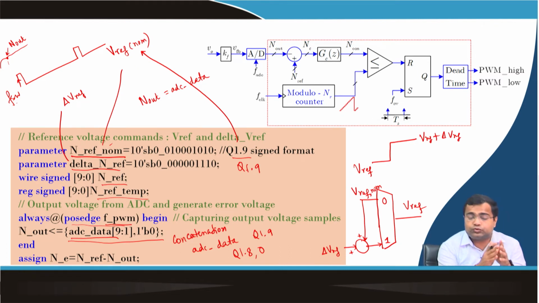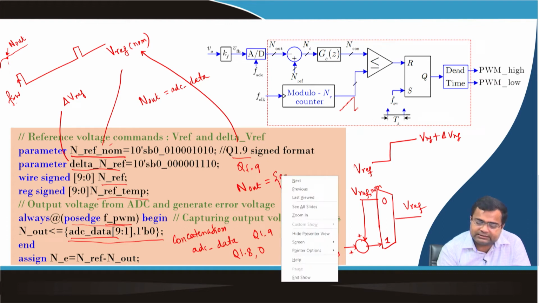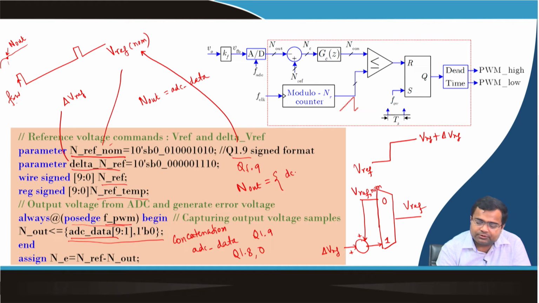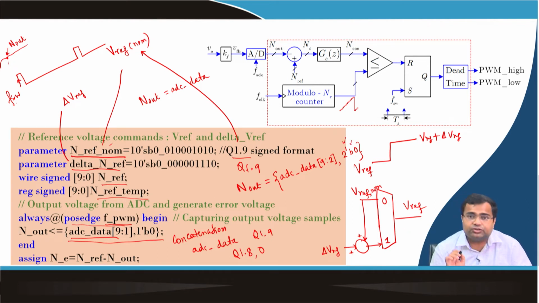Even if we want to lose 2 bits, then what will we do? We will do N out with 2 bits. If you want to lose bits in the concatenation, we will take ADC data from bit 9, the MSB, to bit 2 and pad with 2 binary digit 0. That means 2 bits are 0. So, these are 2 bit binary number 0, so padding with 0. That means we are losing 2 bits.